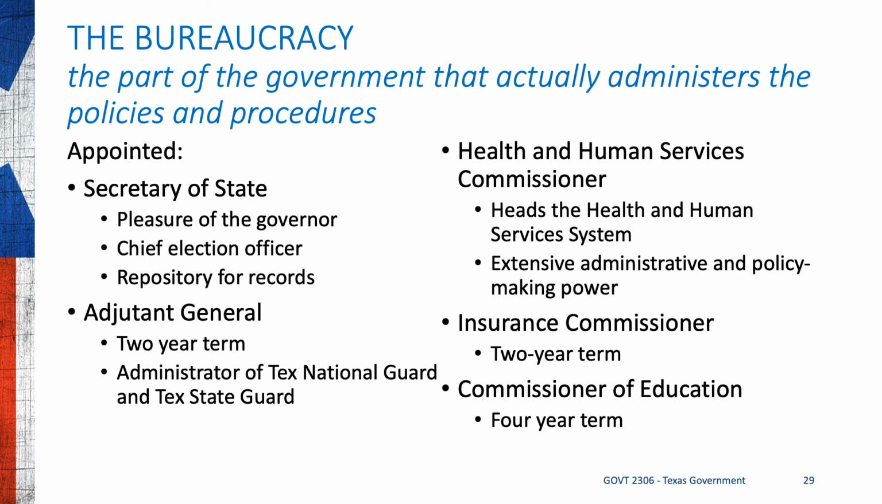The Adjutant General is somebody who serves a 2-year term appointed by the governor, and that person administers the Texas National Guard and the Texas State Guard that we talked about earlier. The Health and Human Services Commissioner is the person in charge of the health and human services system, and there is extensive administrative and policy making power in this office.